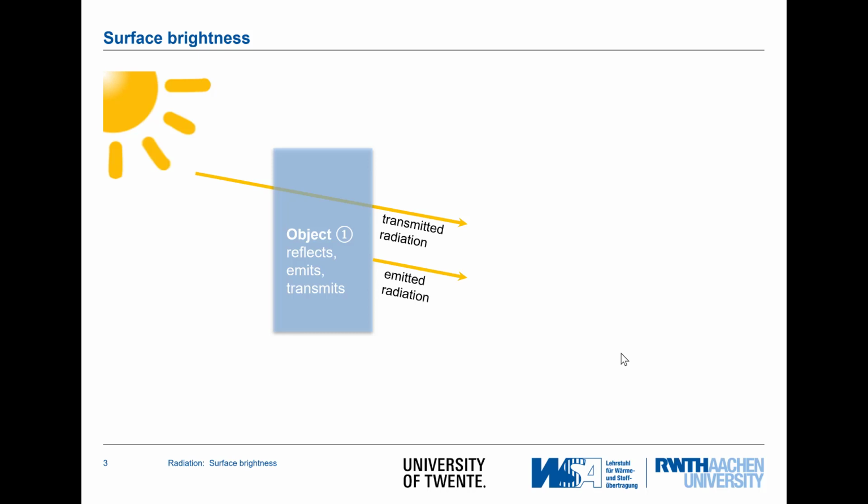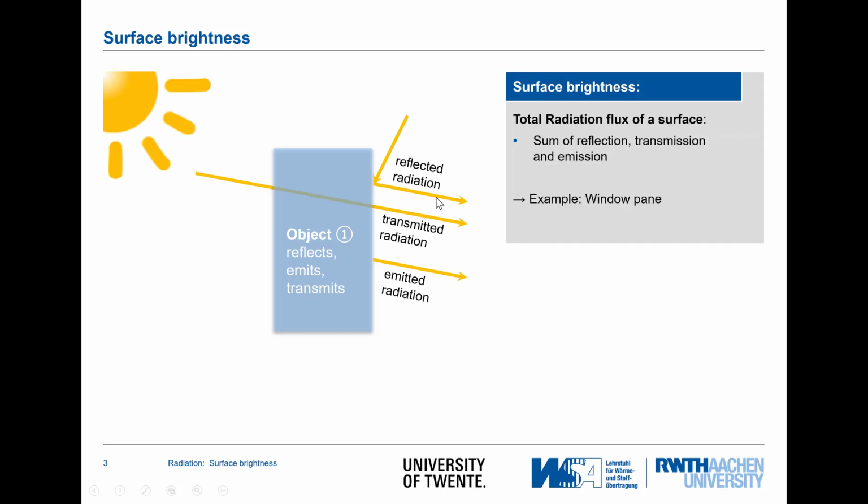Here's an object, the sun is radiating, and this object reflects, emits and transmits. So we have emitted radiation due to the object temperature. Sunlight here, for example, may be transmitted through, and there may be some radiation coming from somewhere else which is going to be reflected. So the surface brightness here is the total radiation flux of a surface. So it's a sum of reflection, transmission and emission.